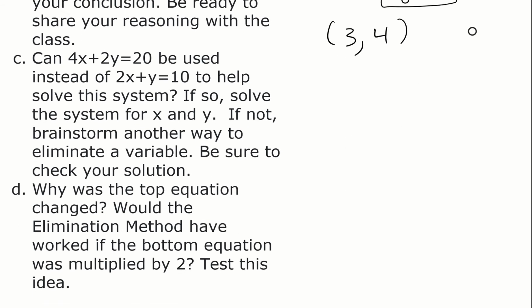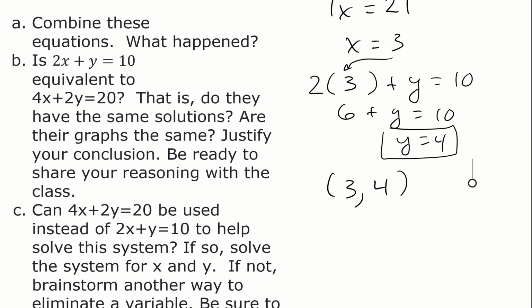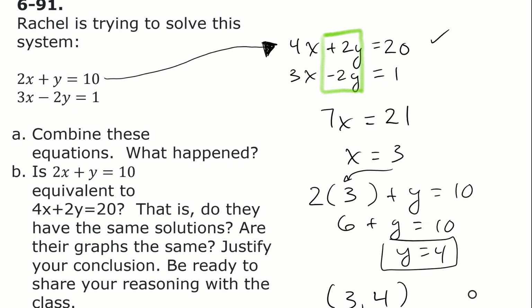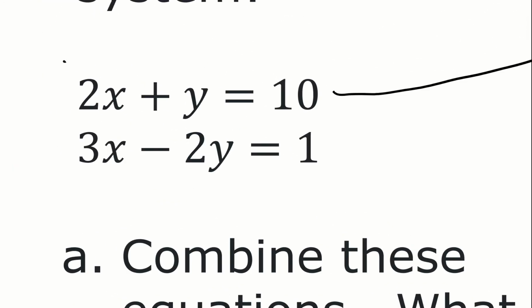So the question D says, why was the top equation changed? Well, it didn't just change by itself. We changed it. And the reason we changed it was we could see there was an opportunity to use elimination by multiplying this top equation through by the number 2. I created a situation where I would have a positive 2y and a negative 2y.